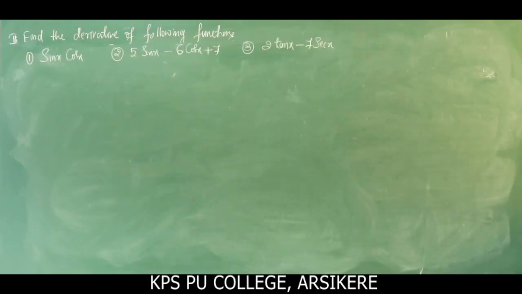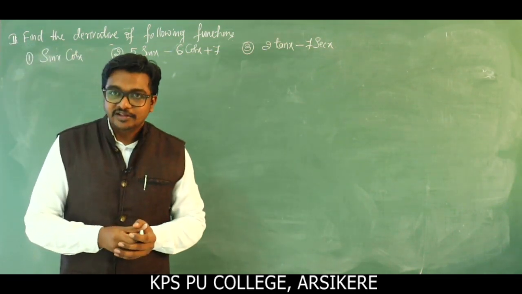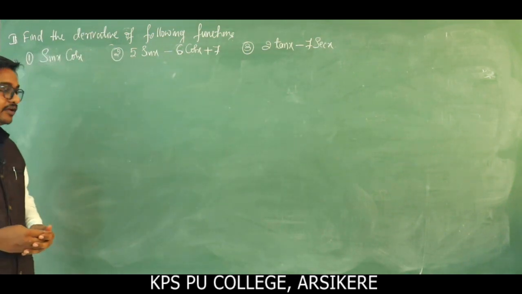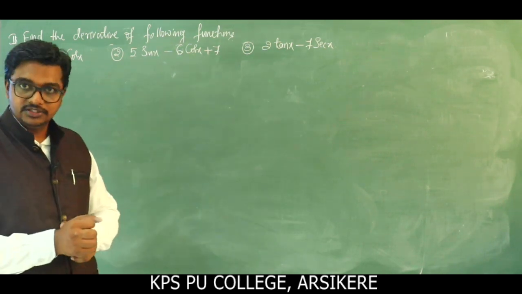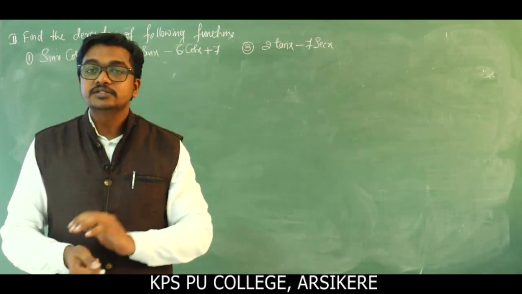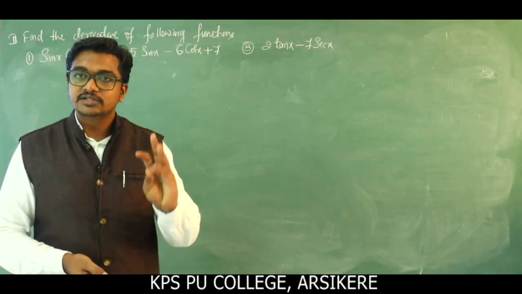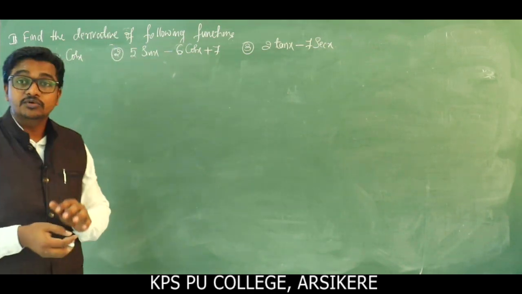Now dear students, we are moving to the problems. Find the derivative of the following function. They have given trigonometric functions here. So take the given function as y, then differentiate with respect to x. Just remember 6 formulas: the derivatives of sin x, cos x, tan x, secant x, cot x and cosecant x. Please list out all the formulas.